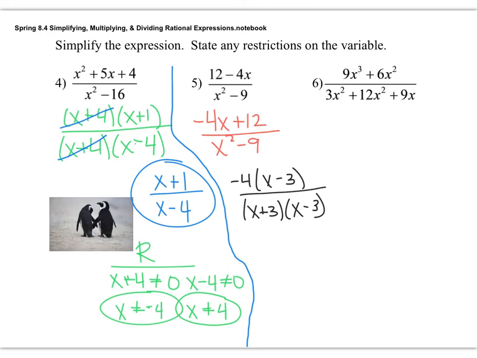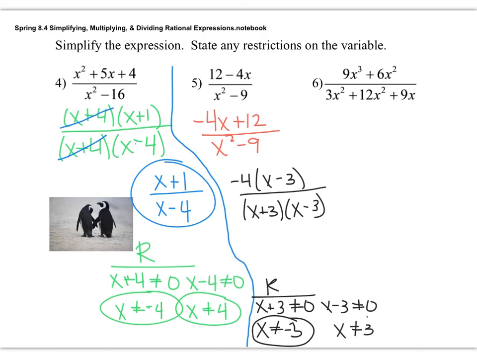Step 2 says restrictions. So my restrictions, again, the denominators, x plus 3 cannot be 0. X minus 3 cannot be 0. So we solve each of those. So x cannot equal negative 3. And x cannot be a positive 3. So when I get into solving in 8-6, I'm going to be ready to go for that.